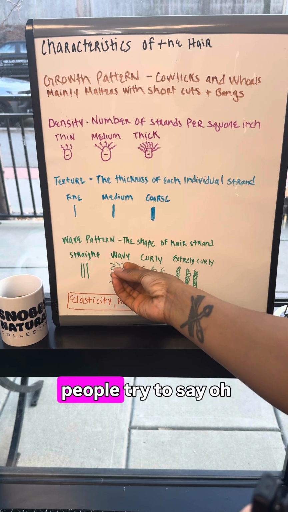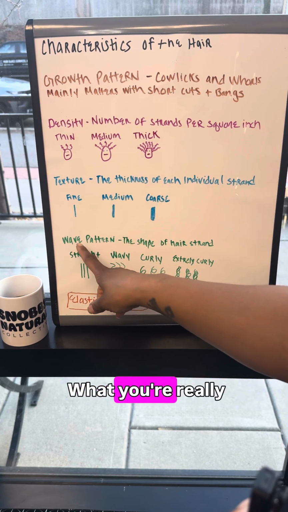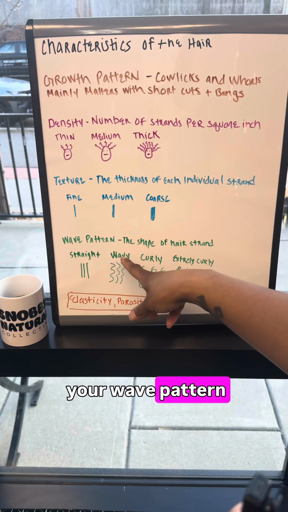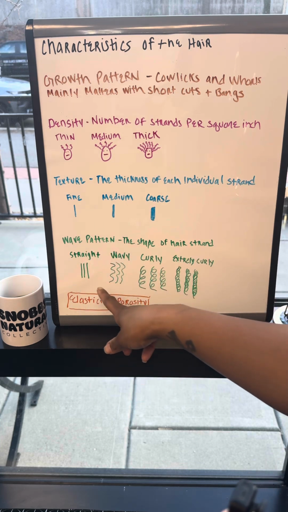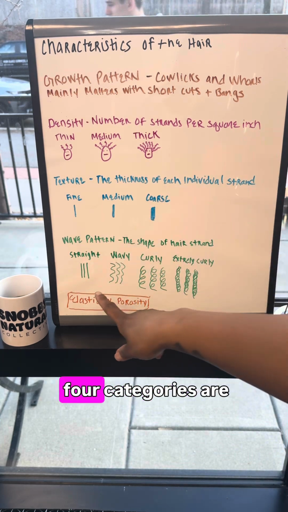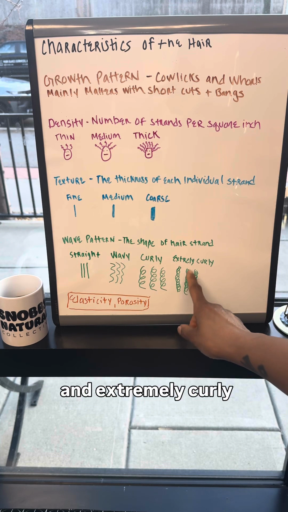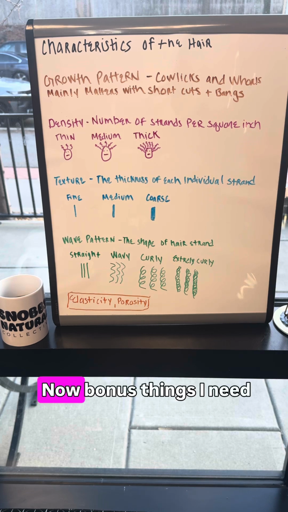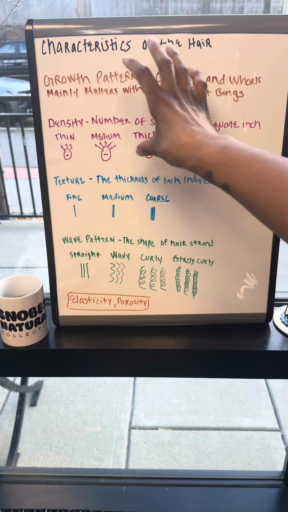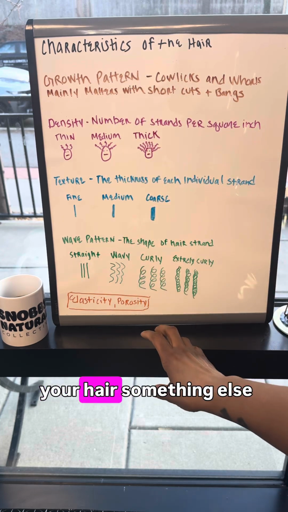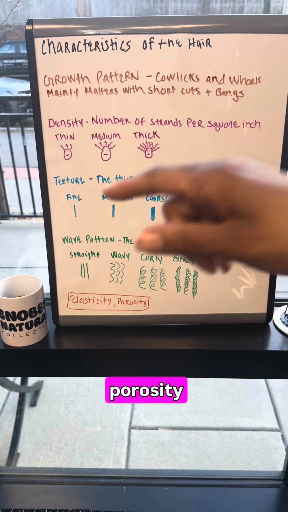So most times when people try to say, oh, what type of hair do I have? 4A, 4B, 3C? What you're really trying to determine is your wave pattern, not necessarily your hair type, but the wave pattern. So the wave pattern has four categories, and the four categories are straight, wavy, curly, and extremely curly. Now, bonus things I may need to mention that I didn't break down with visuals, but when you're looking at the characteristics of your hair, something else that should be factored in is the elasticity and the porosity.